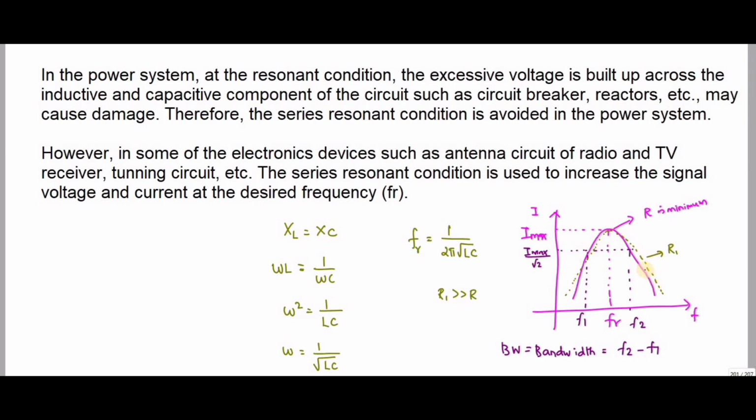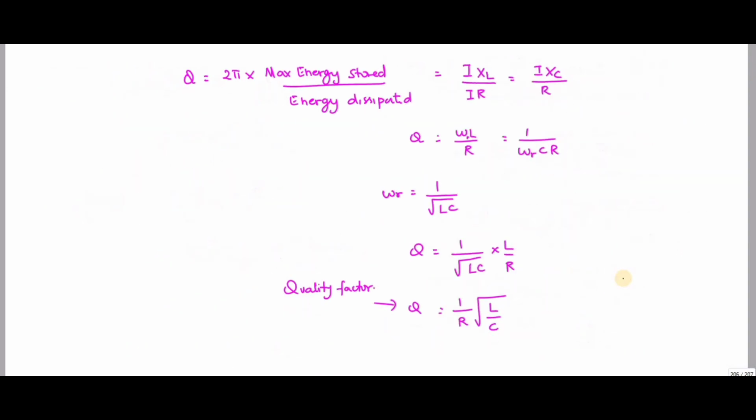So if I choose R1 greater than R, you will see the curve has a wider band. So selectivity is reduced, right? We know that the I is inversely proportional to R. So if I plot the curve for R versus F, you will get the minimal value. This is your FR, and this is nothing but R minimum.